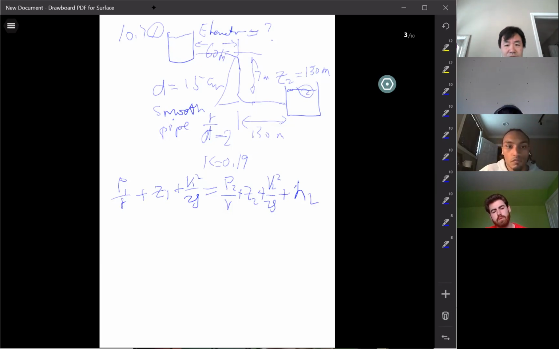Notice in the loss, we'll talk about in a minute, there will be not only the 2 bends, but also this is a practical case. You have an entrance, inlet, and you have an outlet to the tank. Also, there will be K cases. Okay, so zeros.